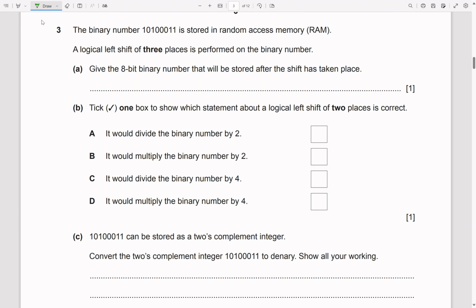Right, number 3, the binary number this is stored in random access memory. A logical shift of 3 places left is performed on the binary number. Right, give the 8-bit binary number that will be stored after the shift has taken place.